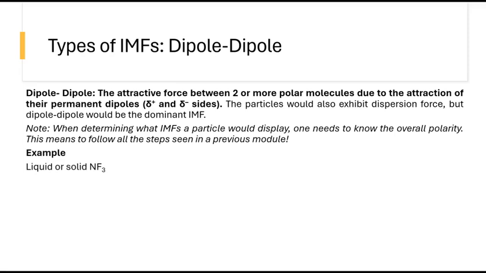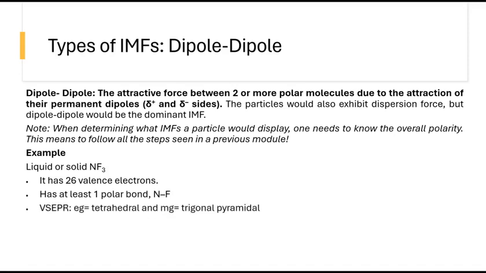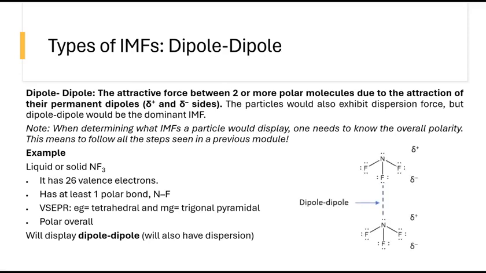Consider the solid state or the liquid state of NF3. It has 26 valence electrons. It has at least one polar bond, the NF bond. The electron geometry and the molecular geometry are not the same. EG is tetrahedral, MG is trigonal pyramidal, which means it's polar overall. Now that we know it's polar overall, it will also display dipole-dipole along with dispersion.